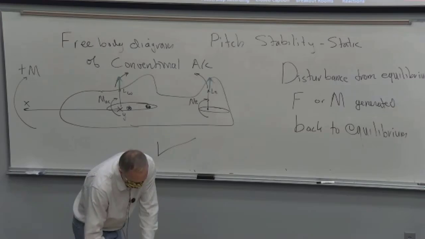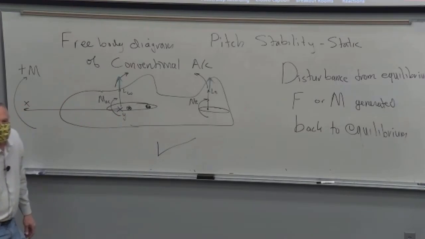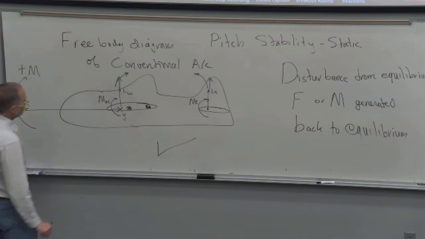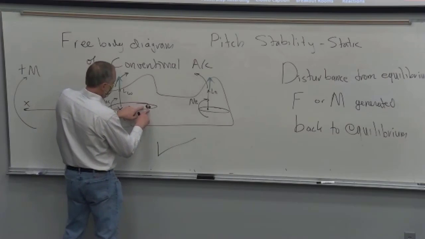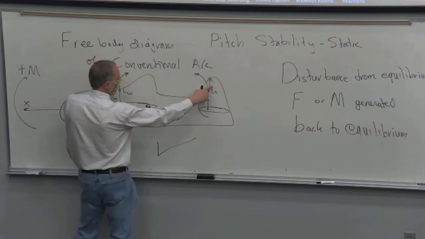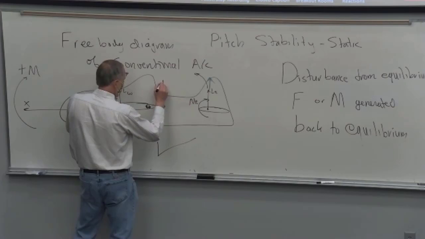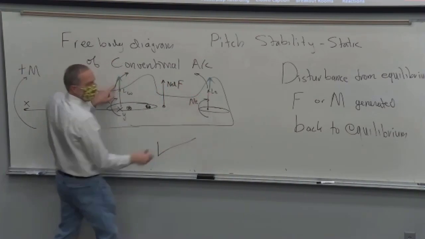Is there a force, and in this case a moment, generated to return it back to equilibrium? So the nose pitches up for whatever reason. Is it going to return back to equilibrium? And the correct answer is we don't know, because it's going to depend upon where the center of gravity is and where the net resultant of these two forces acts.